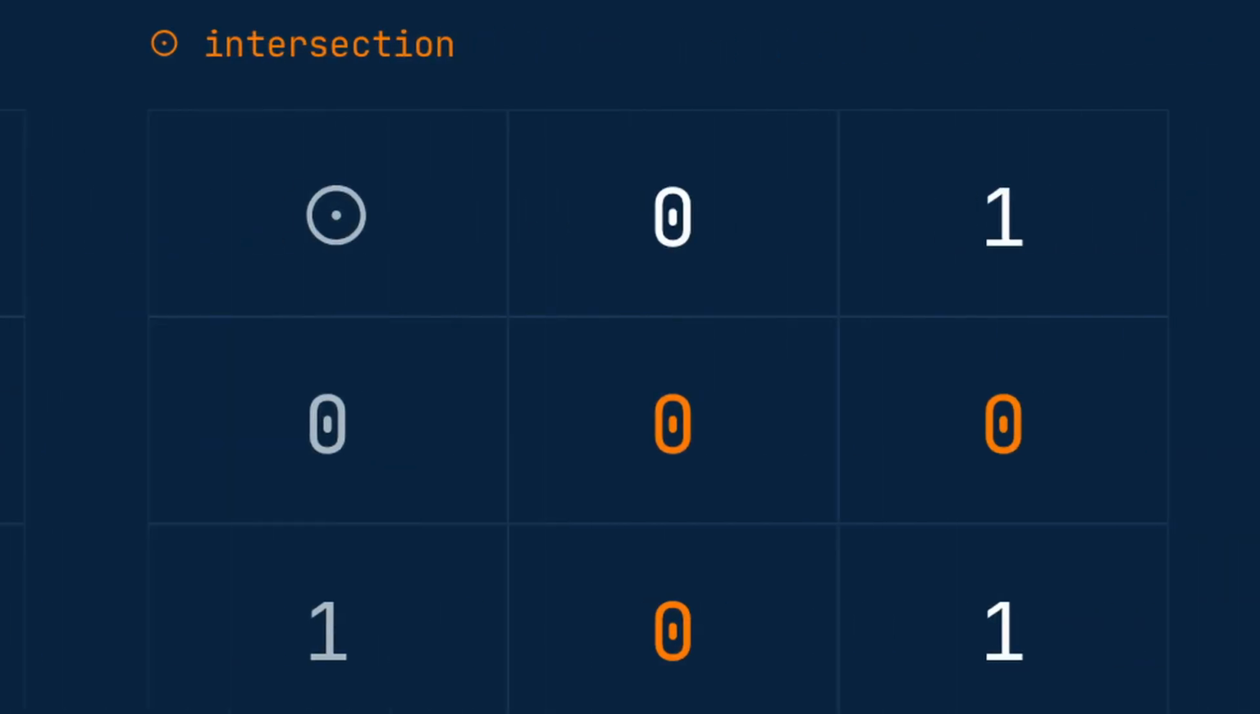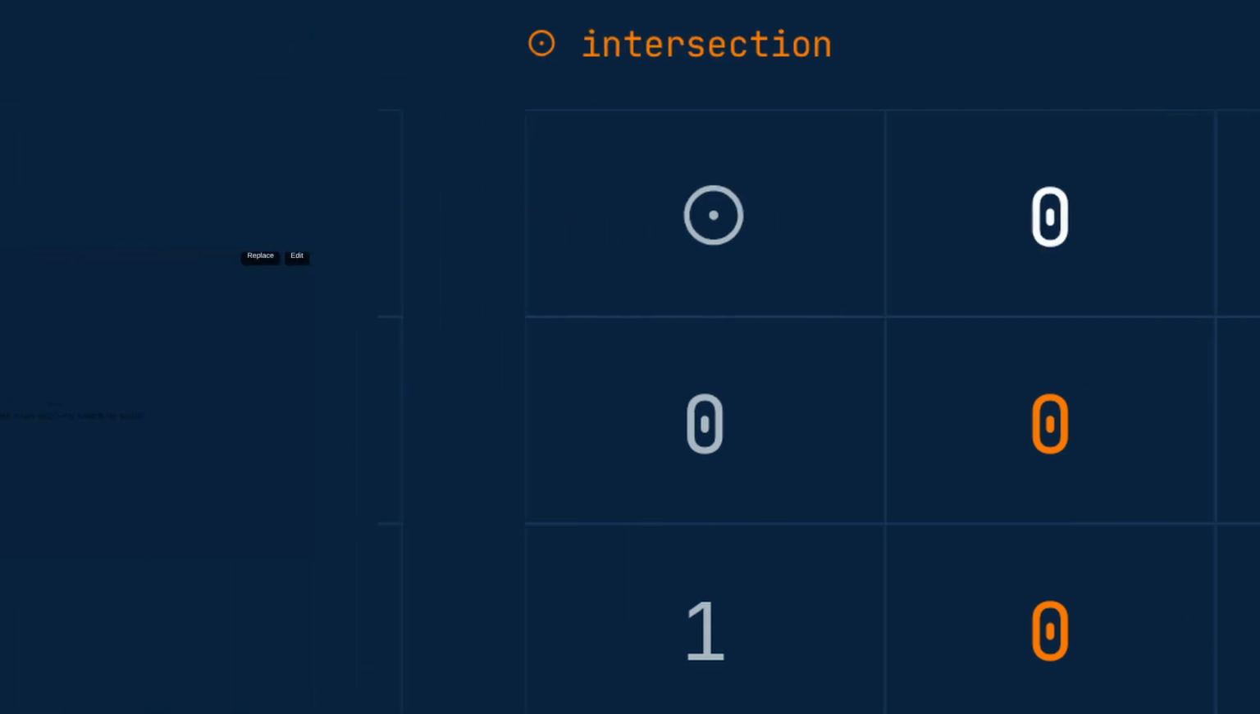Then the intersection of the universal set with the empty set is the empty set, following the same pattern. So the universal set is the 1, bottom left. The empty set, top left, between the two lines. And 1 times 0 is equal to 0, which is the empty set.